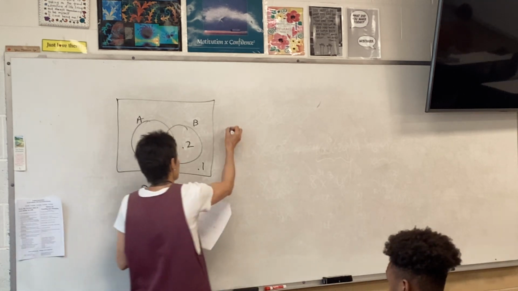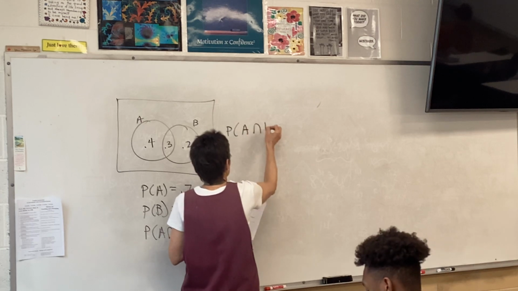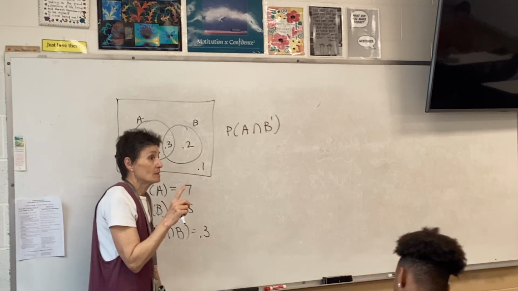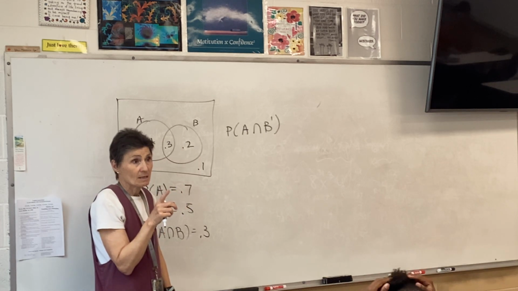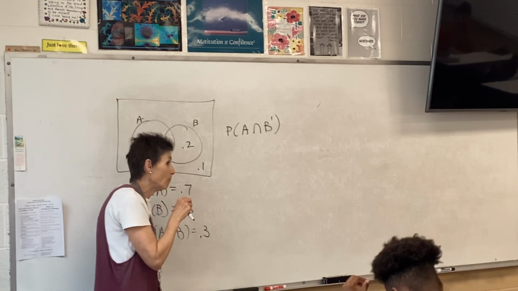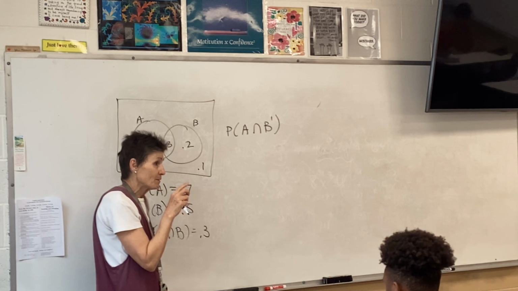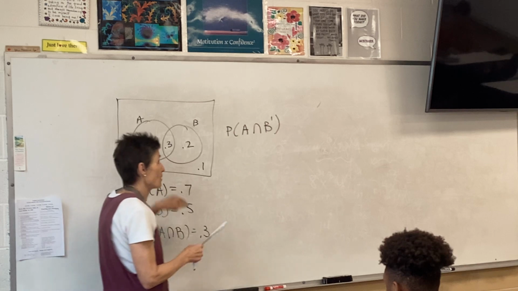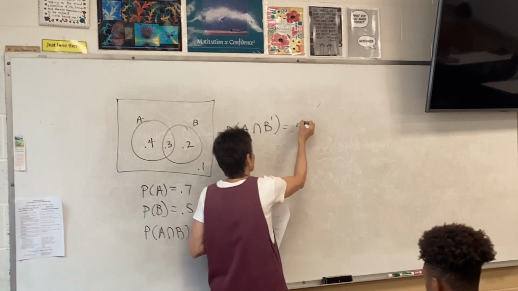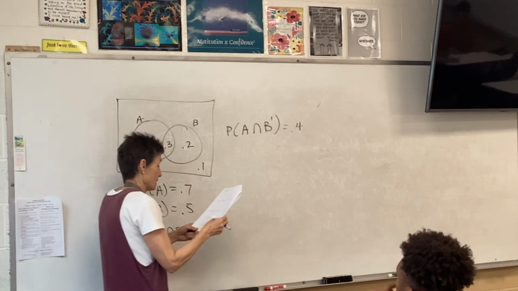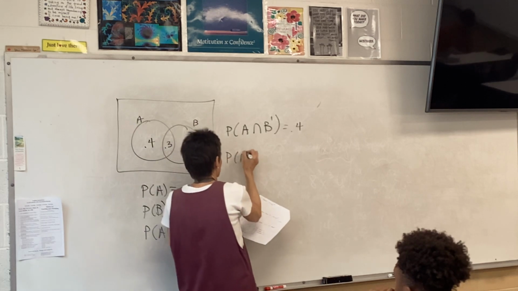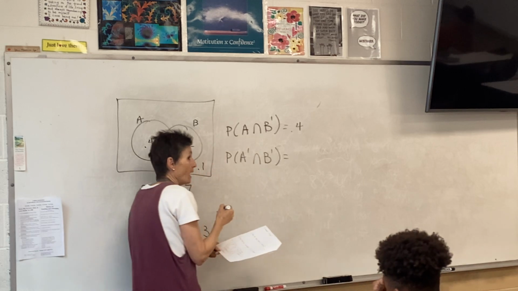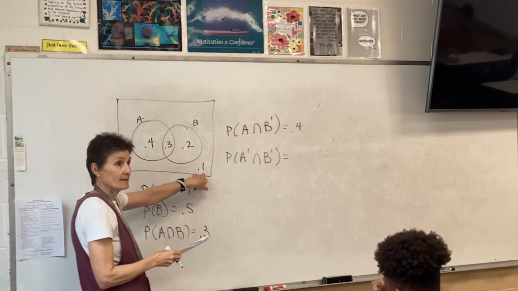All right, here we go. Question. What does this mean? Apples and bananas. That means I like apples, but not bananas. So I'm in the A circle, but I am not in the B circle. So isn't that right here? So that answer is 0.4. What does this mean? Not apples and not bananas. I don't like either one, so that is these guys.